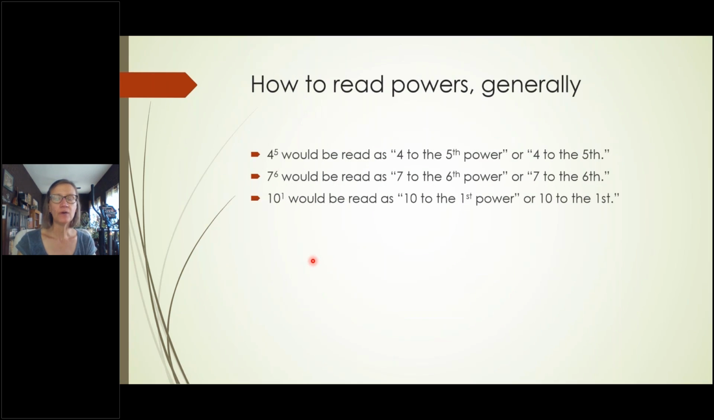So when you're reading powers, you would read 4 to the power of 5 as either 4 to the 5th power or just 4 to the 5th. 7 to the 6th would be 7 to the 6th power or 7 to the 6th. And this would be 10 to the 1st power or 10 to the 1st.